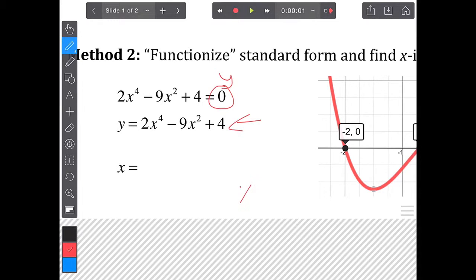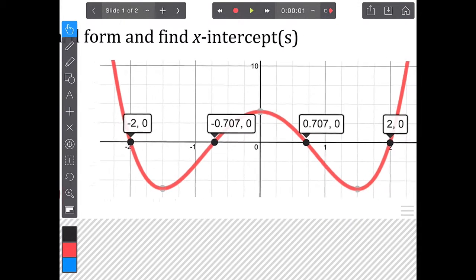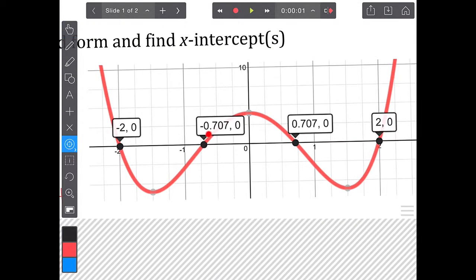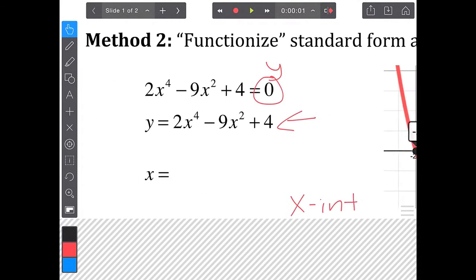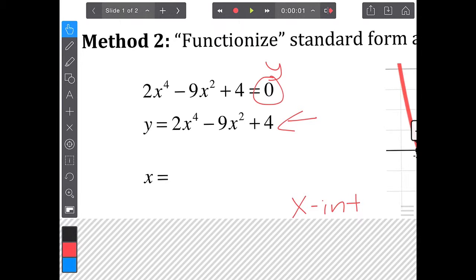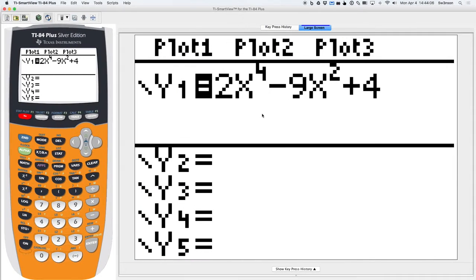Then once we do that, we're actually looking for the x-intercepts. Again, if you are using Desmos, you plug it in, and then you just tap your intercepts, and boom, boom, boom, you find out what the x values are. So we are going to do exactly this, but with the TI. How do we find the x-intercepts? Over here in my TI, I'm going to place my function in one of the function slots, and then I'm going to go to graph.